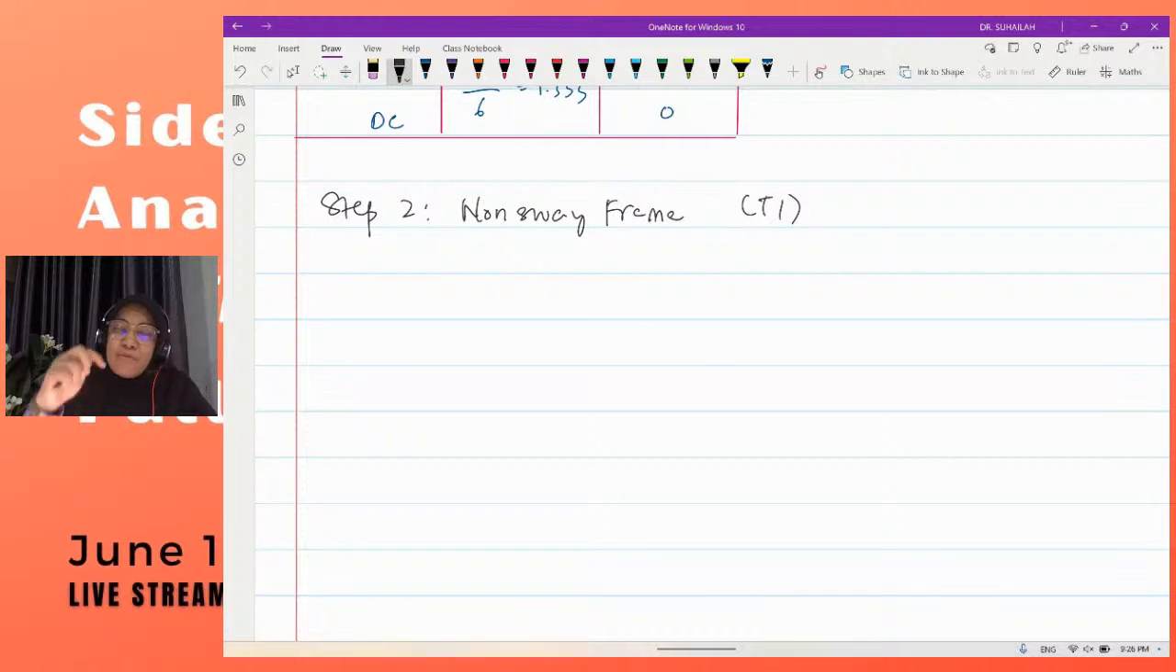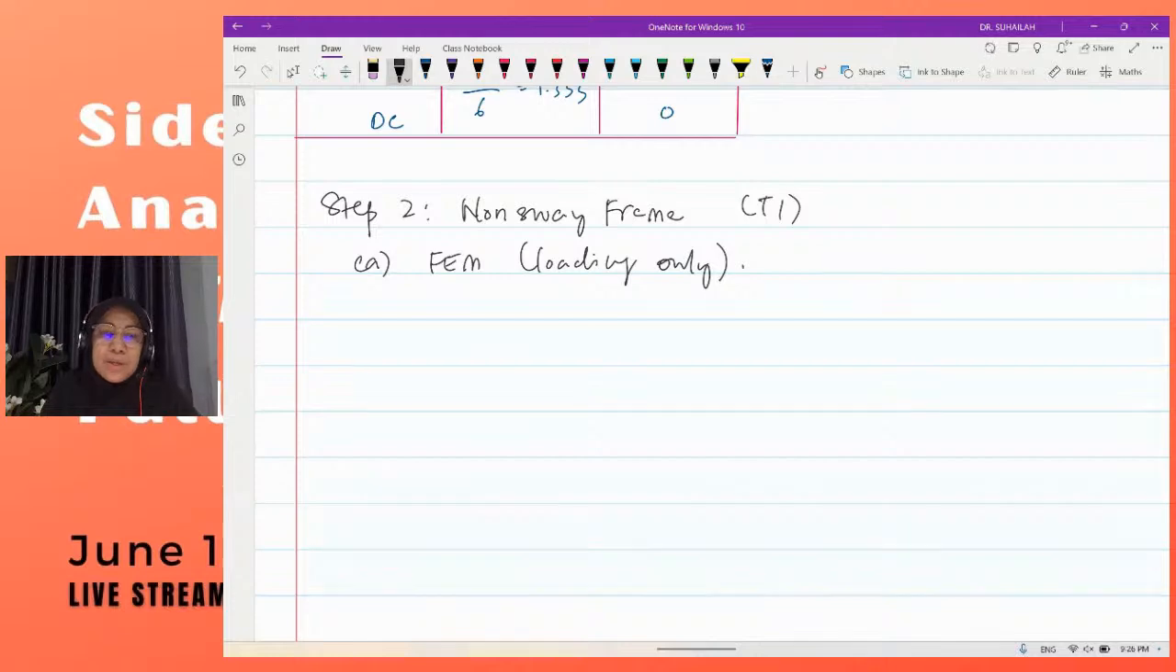Under this step, we have to do three things. Number one, we have to calculate the FEM due to loading only.